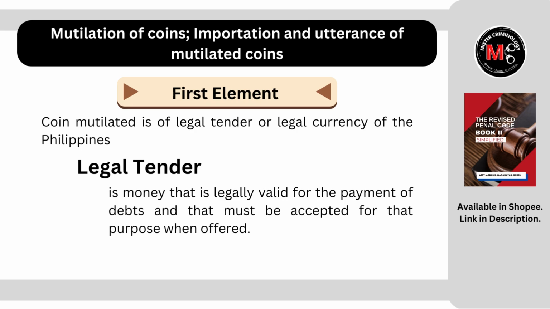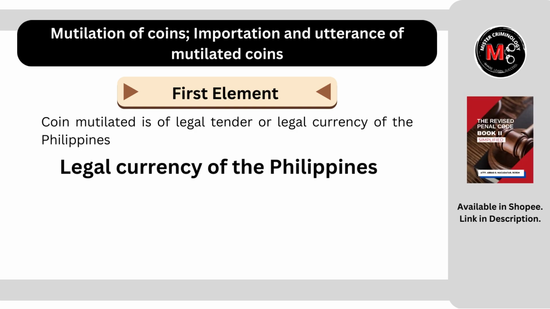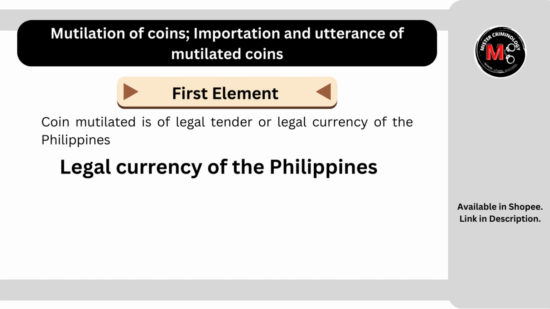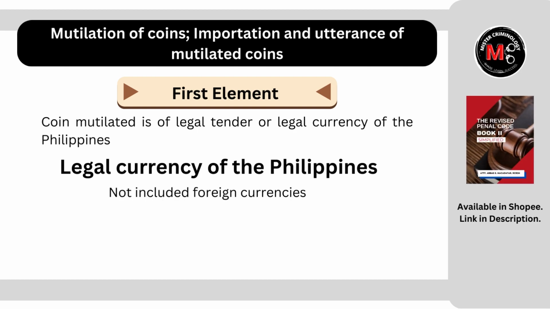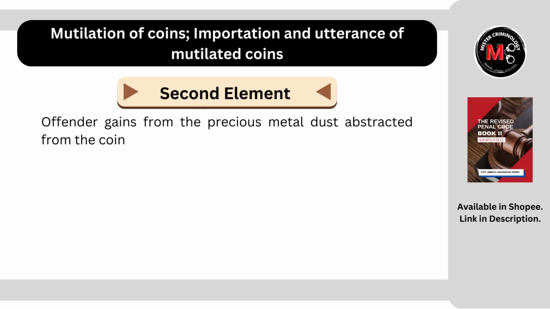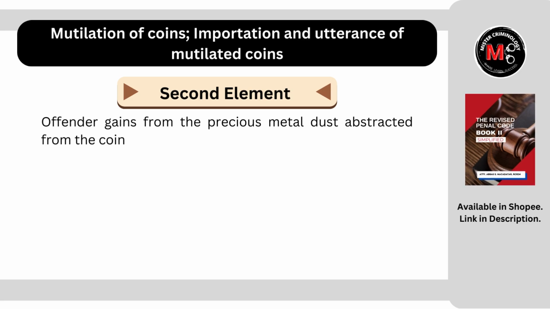I-discuss na lang natin yung ibang details ng legal tender on a separate video. Dito sa first element, sinabi din dito na legal currency of the Philippines. So mga foreign currencies ay hindi kasama sa article na ito kahit legal tender siya. Second element, offender gains from the precious metal thus abstracted from the coin. Dito na po mismo papasok yung mismong act ng pag-mutilate. Pag tinatanggalan kasi natin ng precious metal ang isang coin, nagiging inferior yung intrinsic value ng coin.